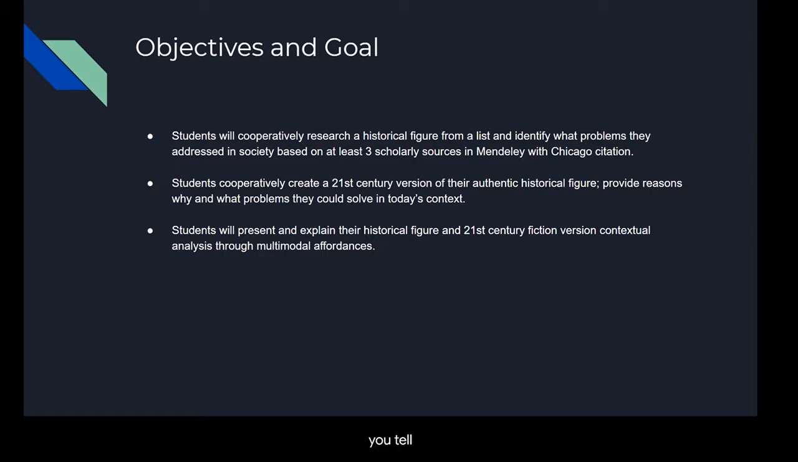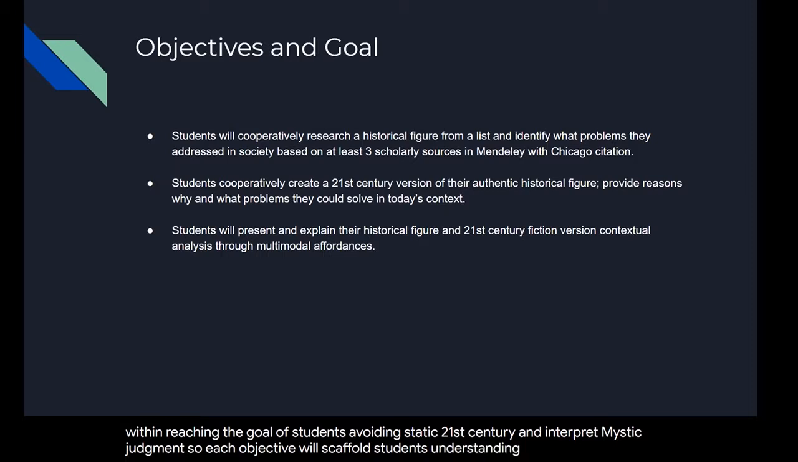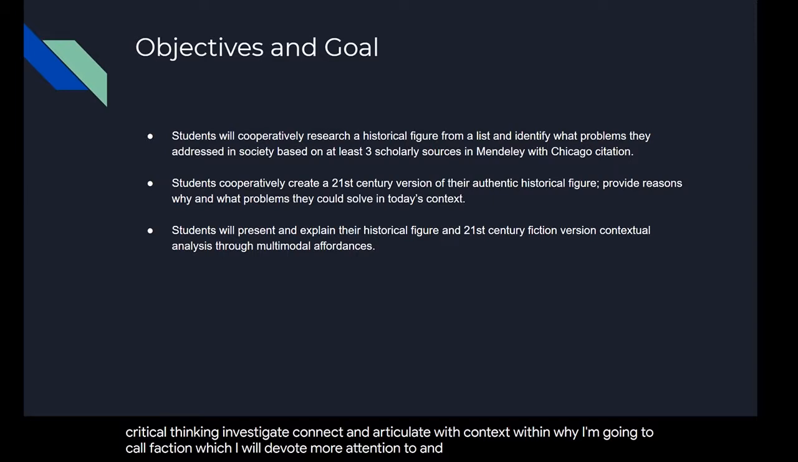So I've detailed three different objectives in this lesson, and each one is an important step within reaching the goal of students avoiding static 21st century and anachronistic judgment. So each objective will scaffold students' understanding of how to apply critical thinking, investigate, connect, and articulate with context within what I'm going to call faction, which I will devote more attention to and cover in the next slide.